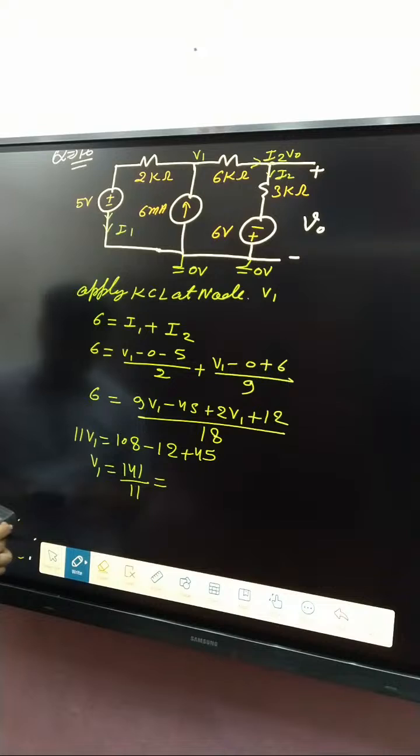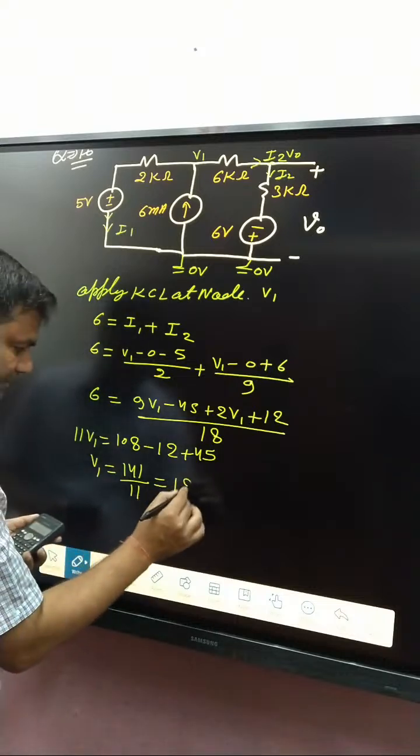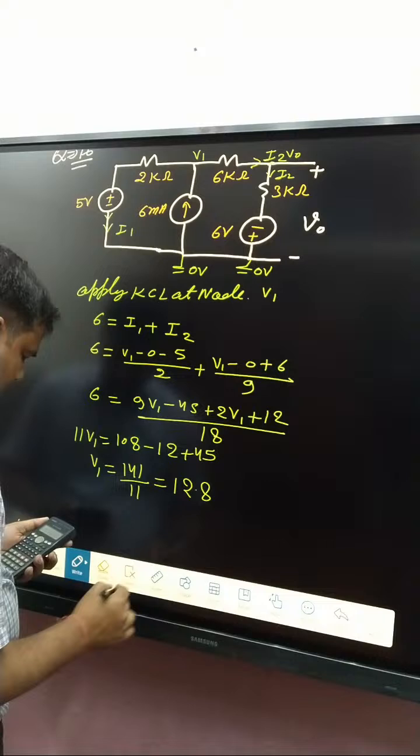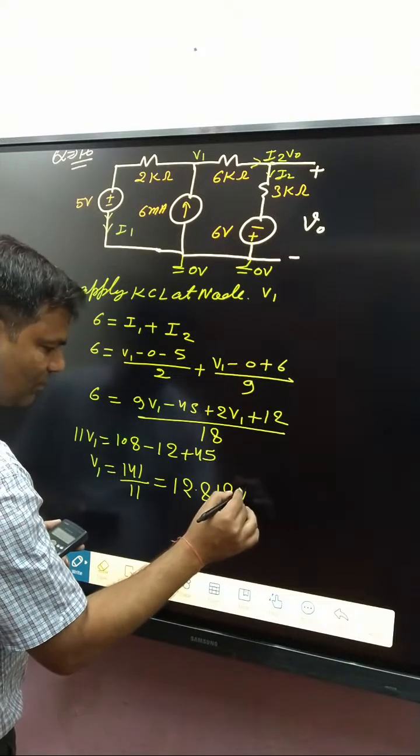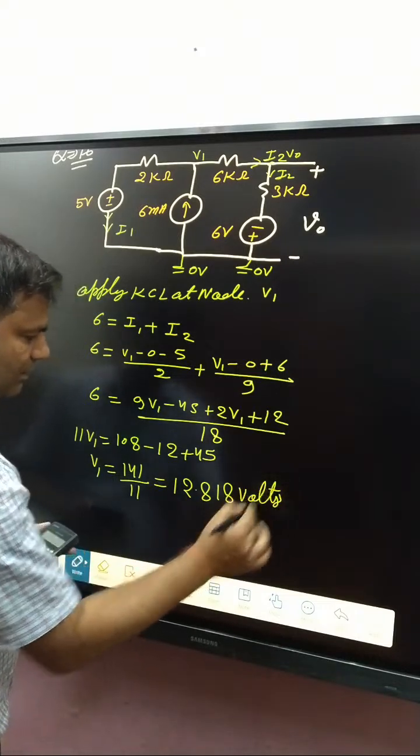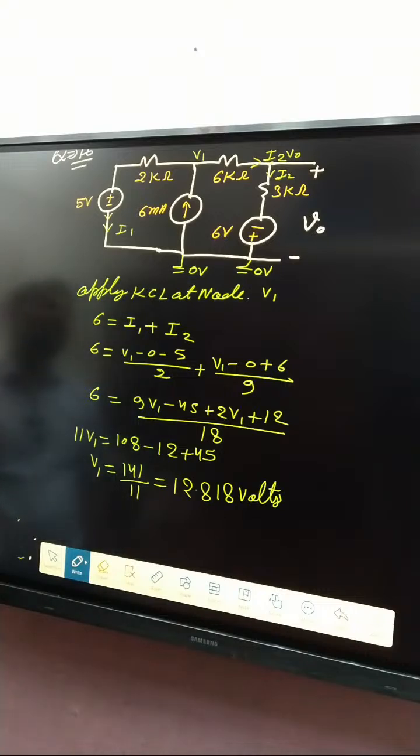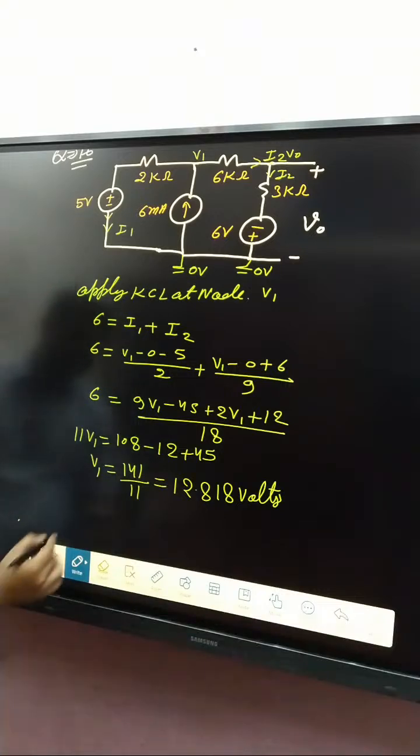What is that value? 141 divided by 11 is 12.818 volt. Okay, our motto is to determine V naught.